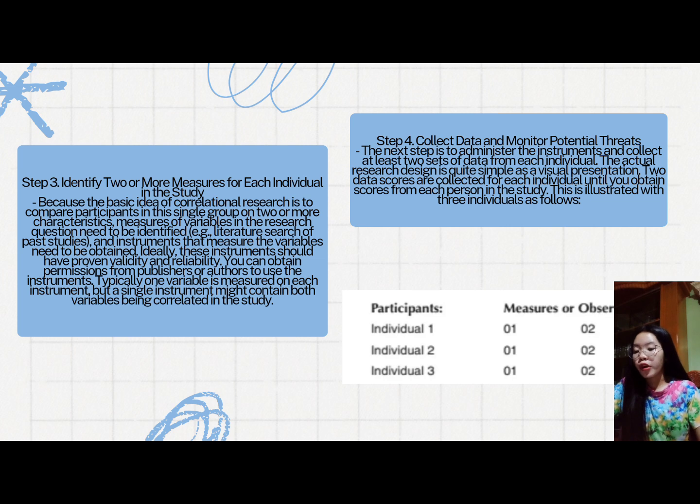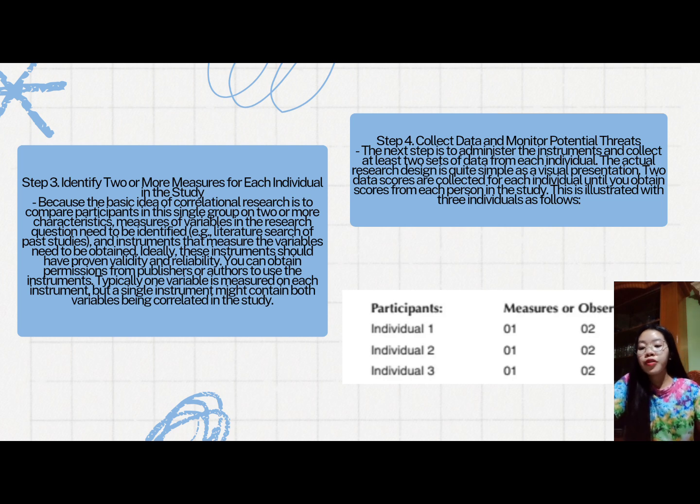So next is step 4, collect data and monitor potential threats. The next step is to administer the instrument and collect at least 2 sets of data from each individual. The actual research design is quite simple as a visual presentation. Two data scores are collected for each individual until you obtain scores from each person in the study. This is illustrated with 3 individuals as follows.